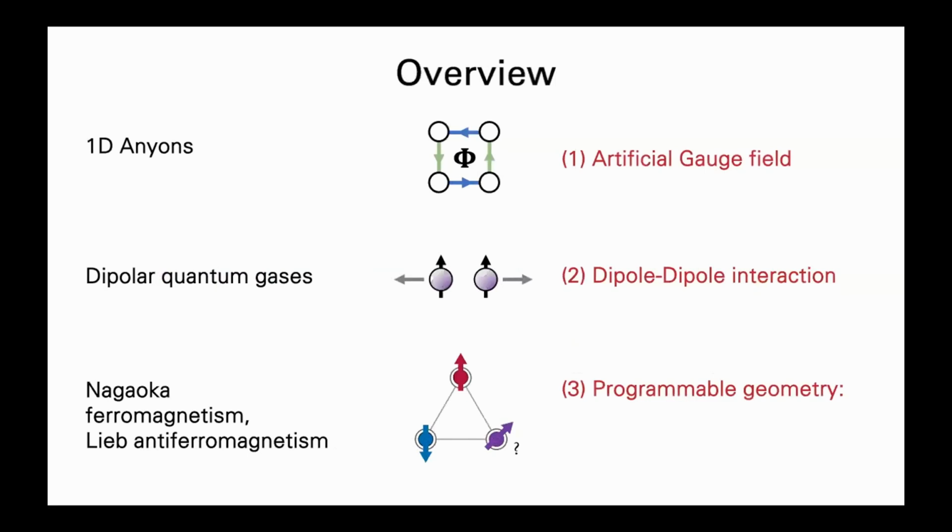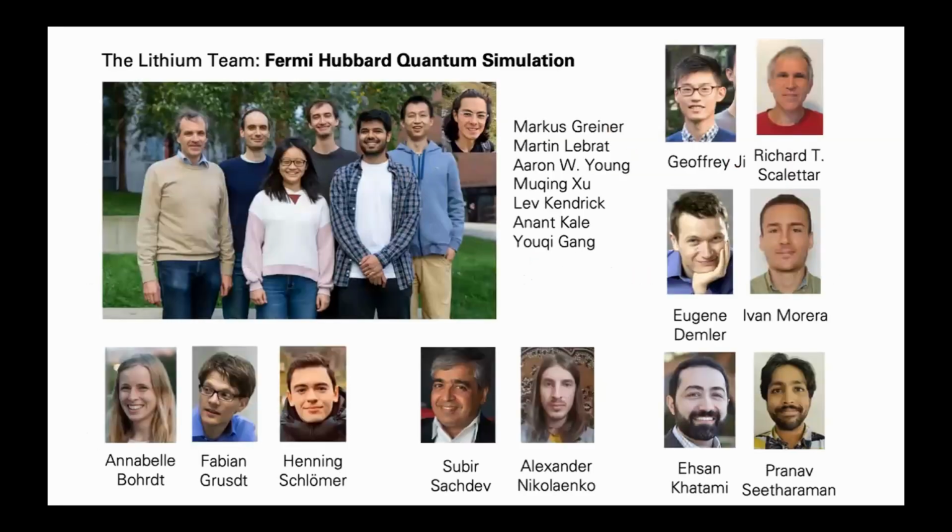Good, so that's dipole-dipole interaction. Let me come to the third topic, where we work with fermionic particles. But then, instead of just using a simple square lattice, we can really now explore different geometries, and it turns out that adds a lot to the system.